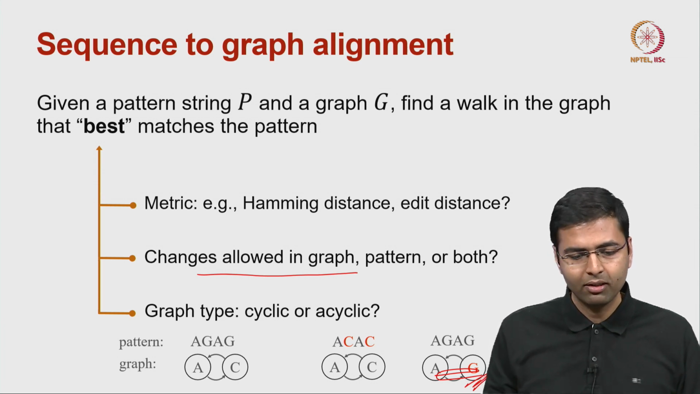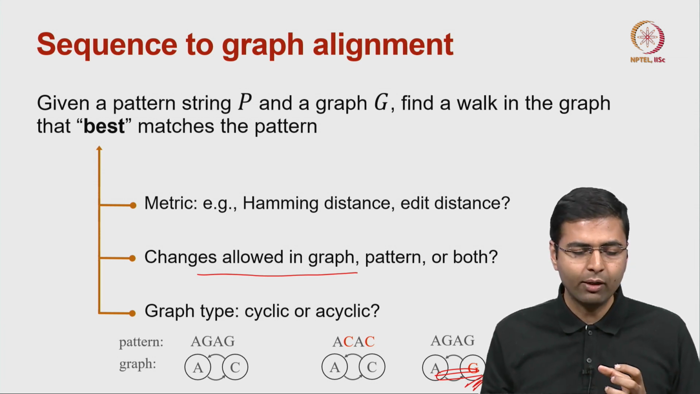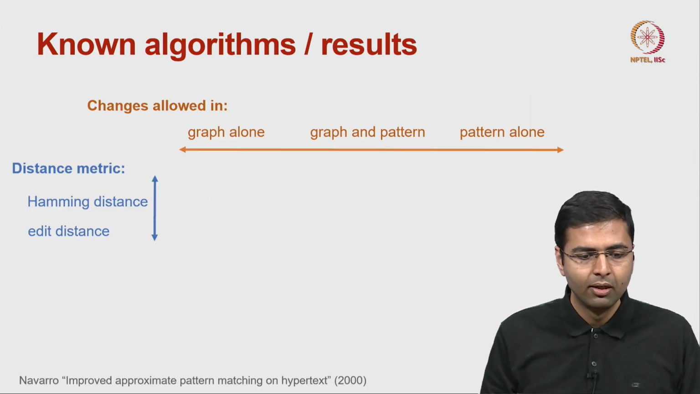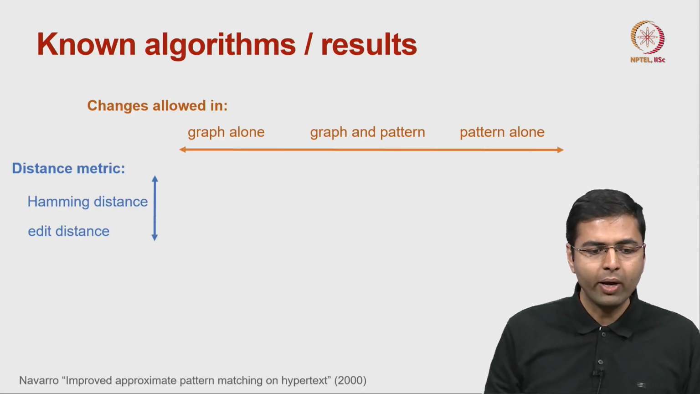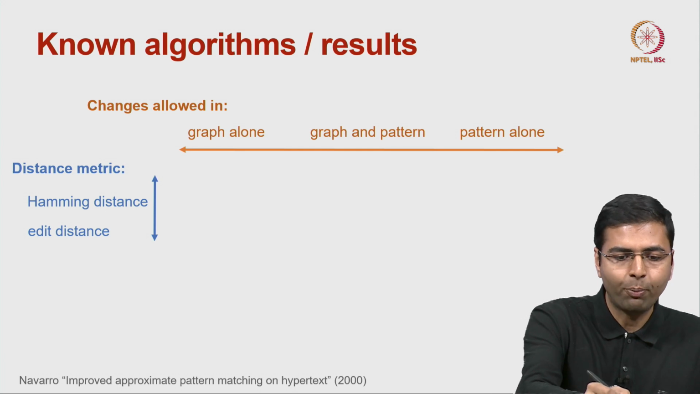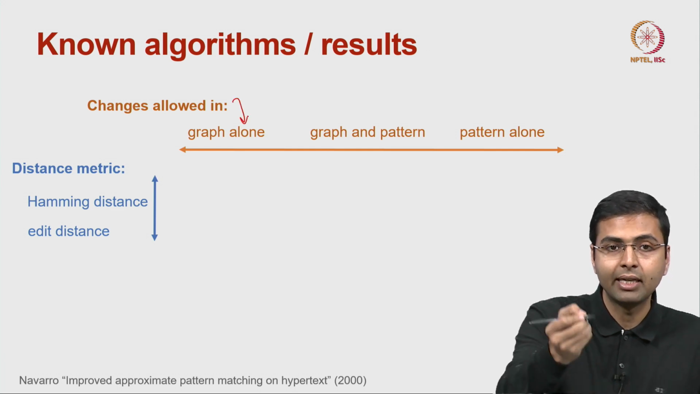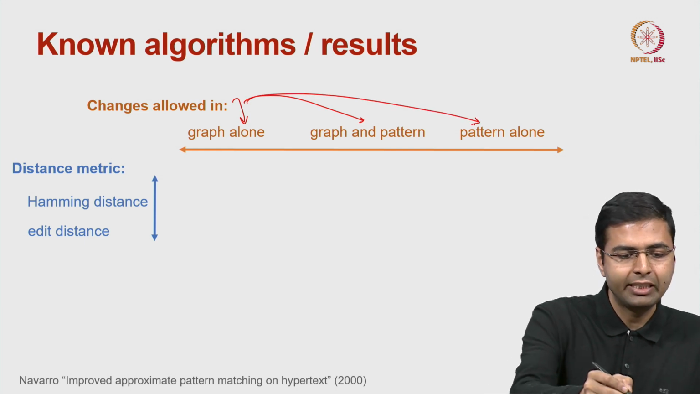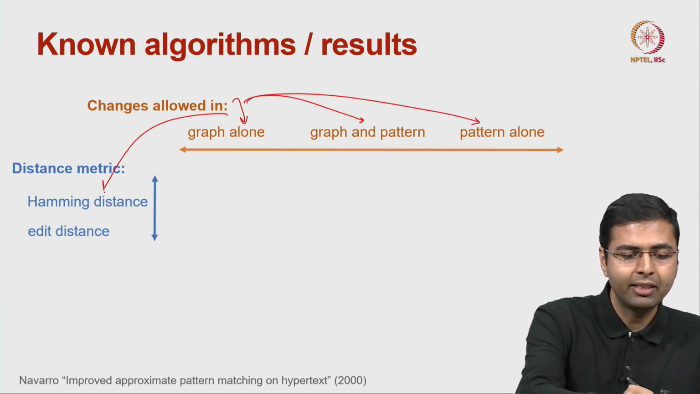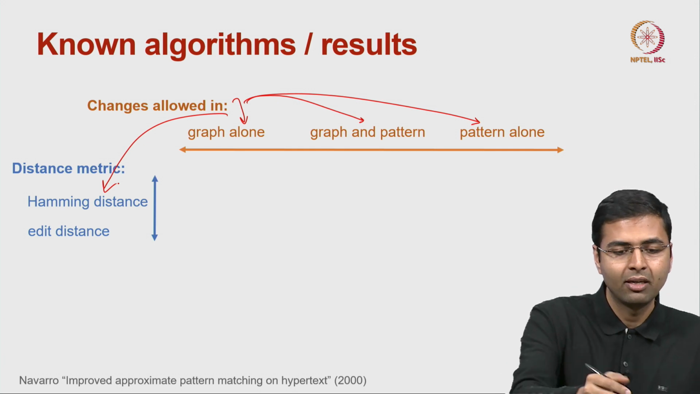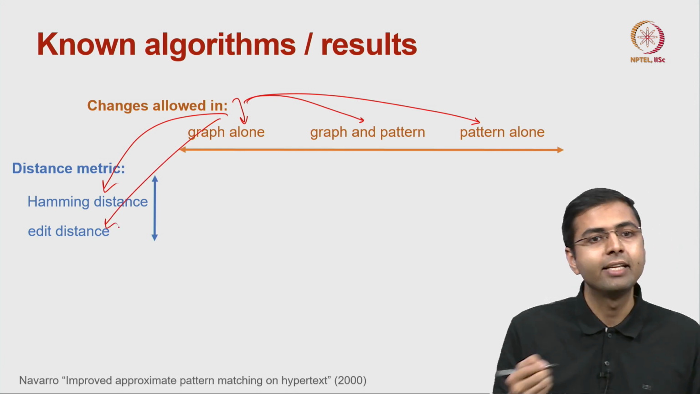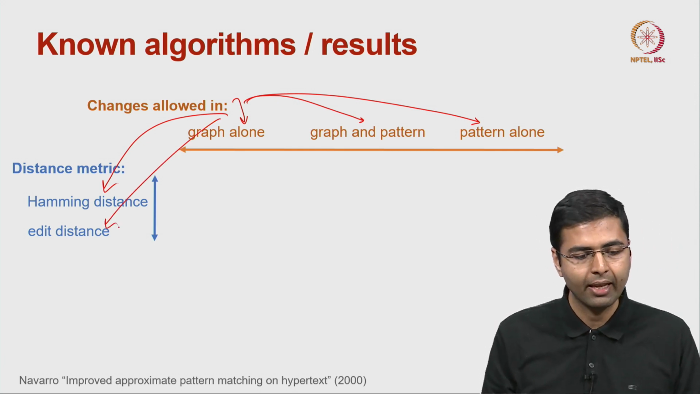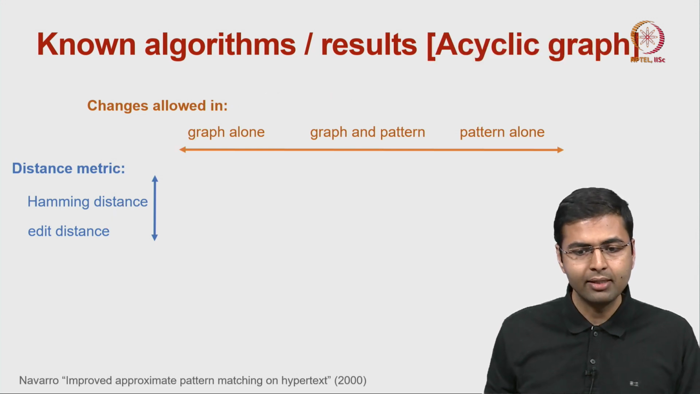So let us look at all these problem versions and at what the known results in the literature are. On one axis I am showing you the different options, that is whether we are allowing changes in the graph, in the pattern alone, or in both, and similarly which distance metric I am considering, whether it is Hamming distance or edit distance. So, these are the known results.